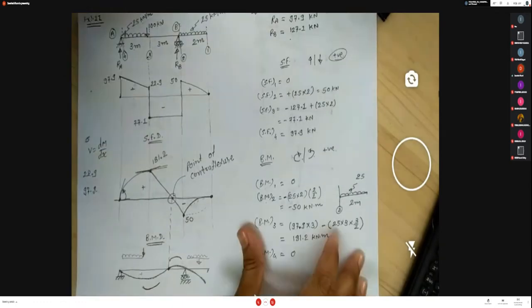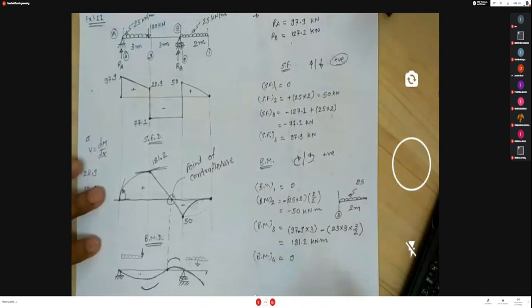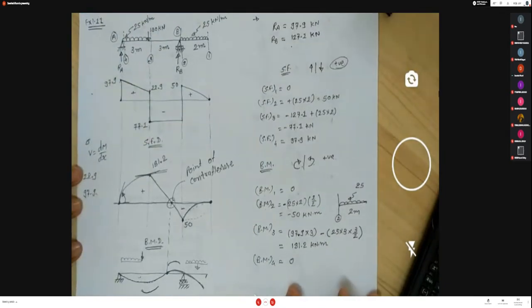Let's consider one more example. This is a uniformly distributed load. And take a screenshot of this page.